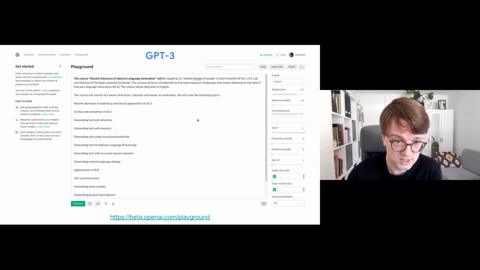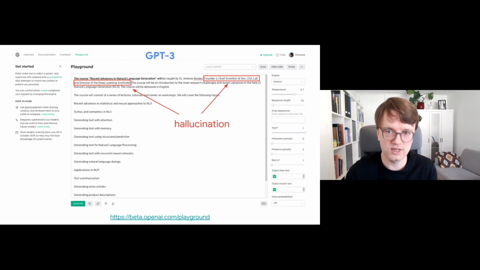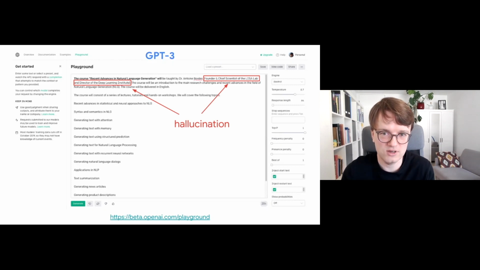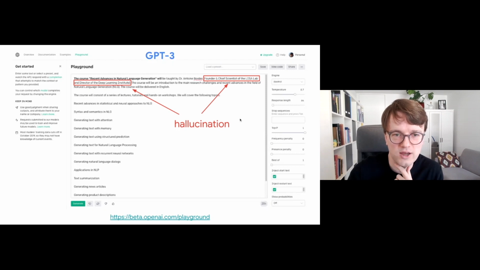Then it talks about the topics, and there are things like generating text with attention that we've covered, applications in NLP, text summarization. So actually, I would say this is a very coherent output, and it kind of corresponds to what we are actually discussing in this course. Of course, not exactly. And if you start looking more closely, you see things like, as I mentioned, this Antoine Bordes is a real person, but at least as far as I know, he's not the founder and chief scientist of the LISA lab. As far as I know, he's a director at Facebook or Meta AI Research.